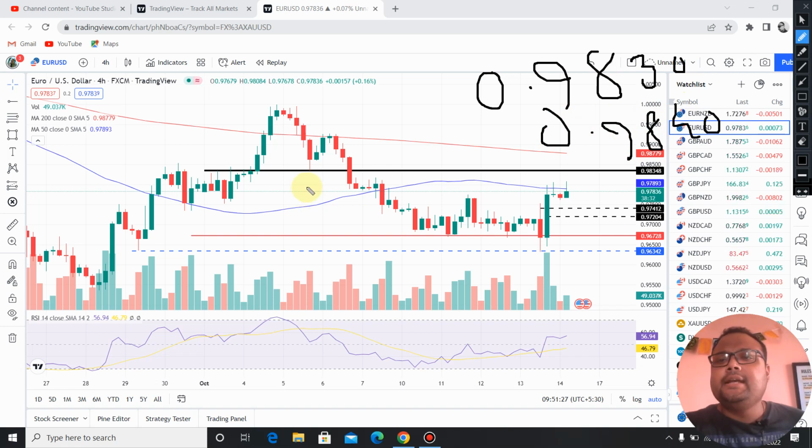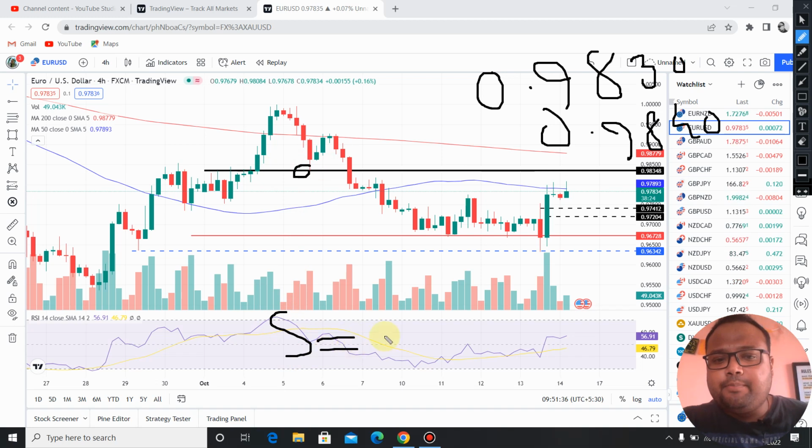Why are we considering this as a resistance zone? Because of the previous price rejection from below. So we are expecting the previous support to act as resistance right now. So this is a resistance zone for the market for today.